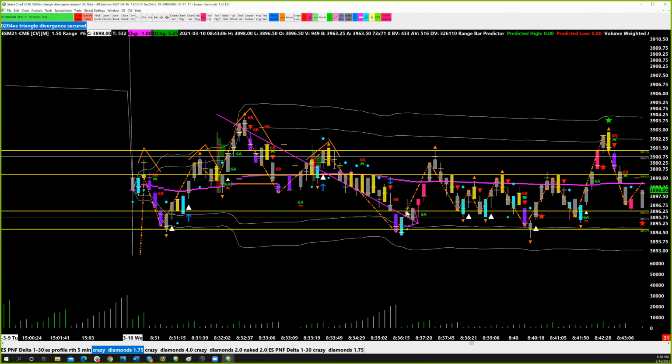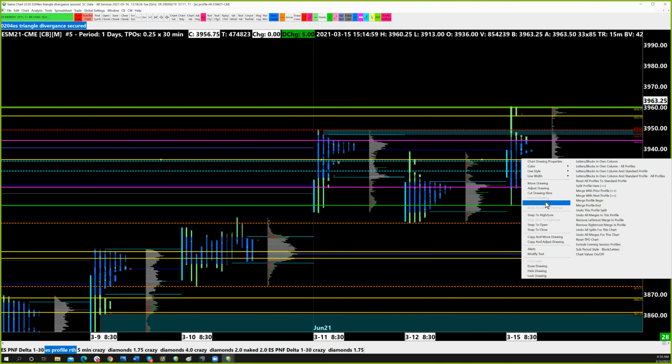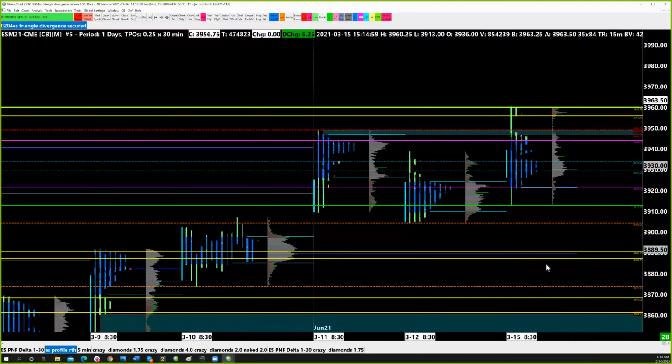Now I want to show you something else. Okay, first let me finish this off. Points of control. Okay, there's an anomaly right here at this value area, which probably means we're going to get a counter rotation off of it. So I'm going to make it a blue zone.